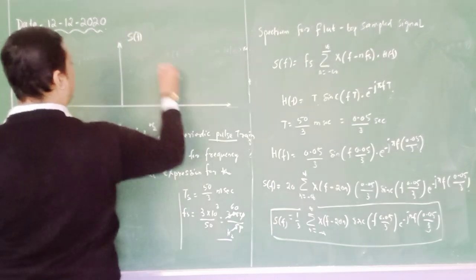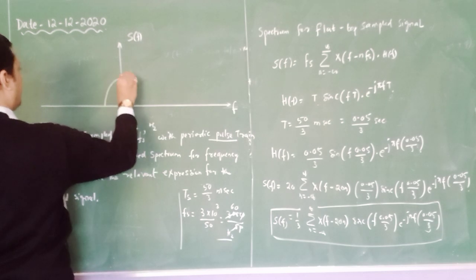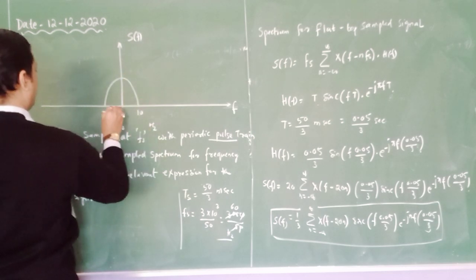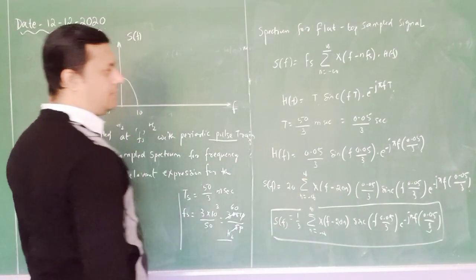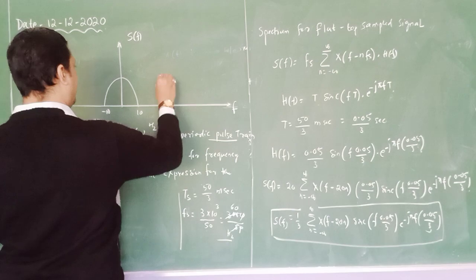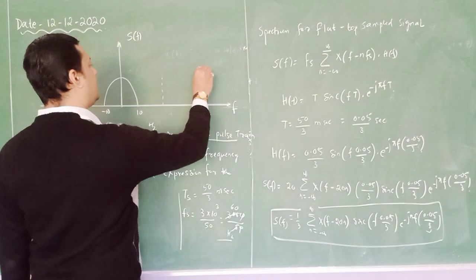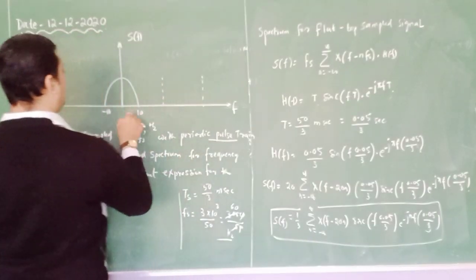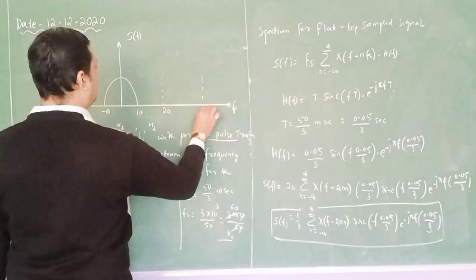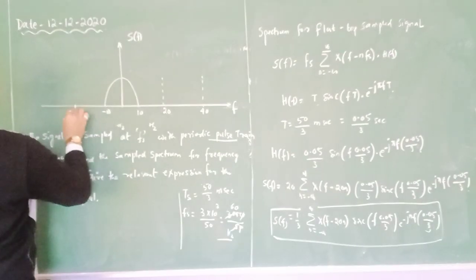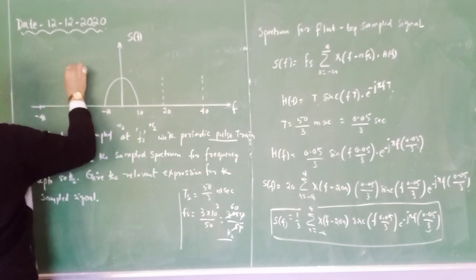This is S of f. This is f. This is 10. Okay. If you substitute n equals 1, the center frequency will become 20. If n equals 2, it will become 40. Okay, and the band limit must be 20 Hz. So this is 20, this is 40, this is minus 20 and this is minus 40.